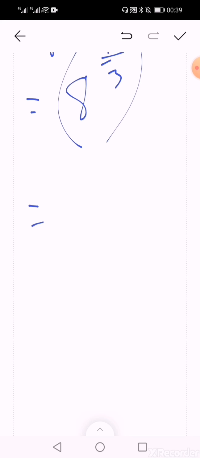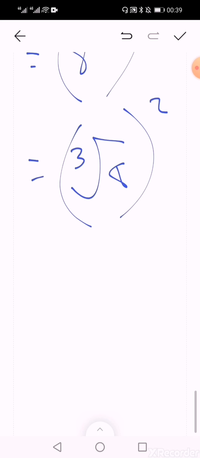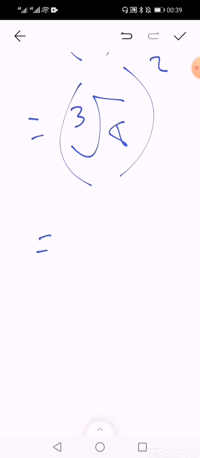So this is the cubed root of 8 to the power 2. We know that the cubed root of 8 is 2, and then squared. So this one gives us 4.